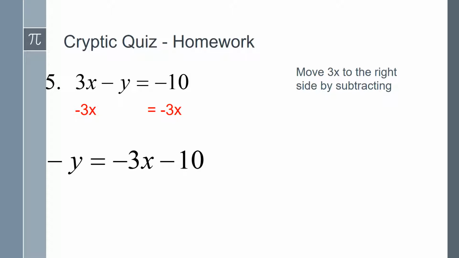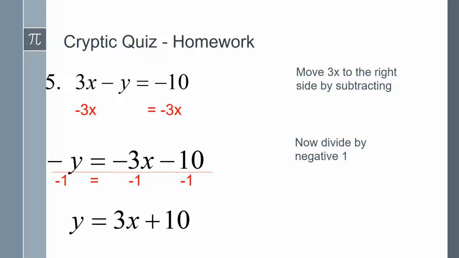Now, we can't have negative y. The y has to have a coefficient of 1 and be positive. So the next thing we want to do is divide by negative 1. We're going to divide everything by negative 1, all 3 terms by negative 1. And when we do that, the negative 3x becomes positive, the 10 becomes positive, so we have y equals 3x plus 10. And once again, you have successfully solved for y.